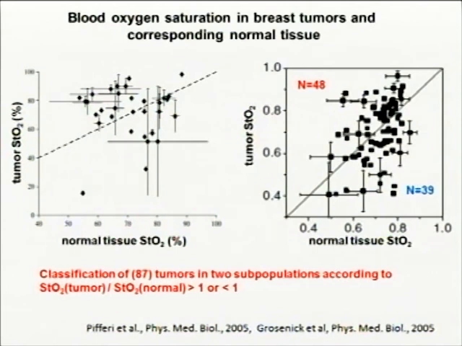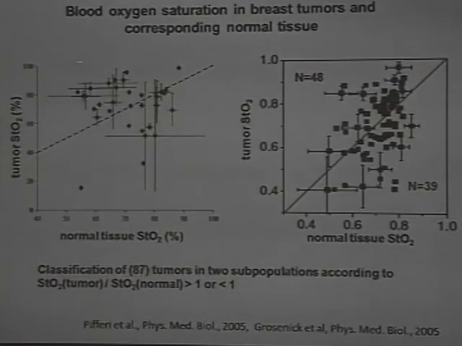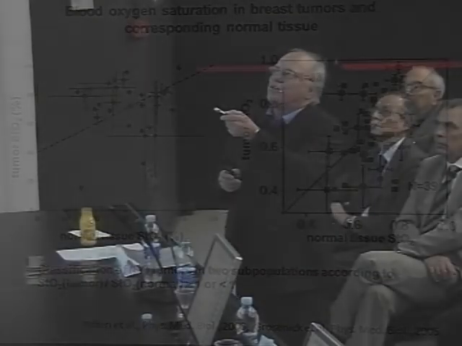Here I show you the blood oxygen saturation in tumors and in normal breast tissue, again, on a patient-by-patient basis. These are data here from Milano, and on the right, these are data from Berlin.